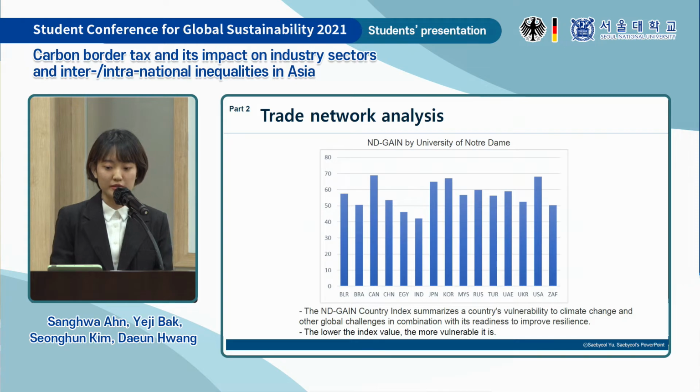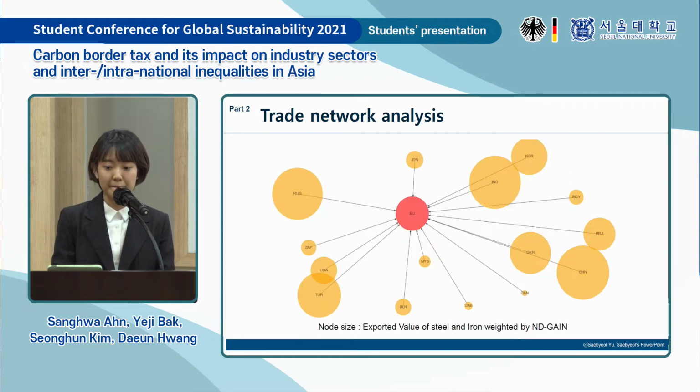We also use ND-GAIN as a weight, and it represents vulnerability to climate change. In this graph we can see that India has larger nodes than before, because India is the most vulnerable country to climate change.